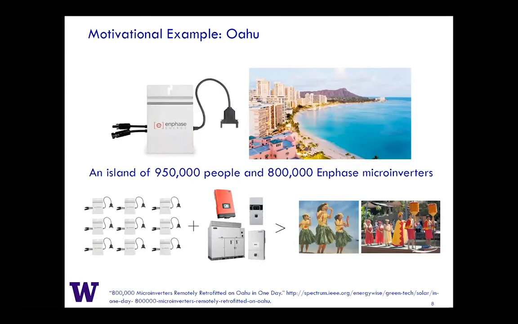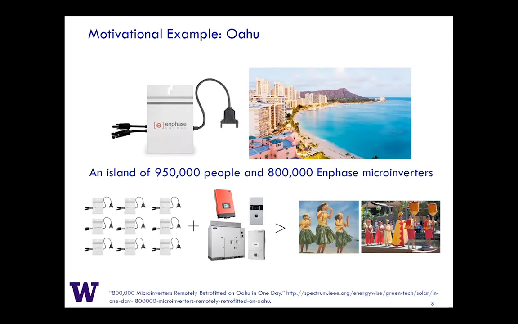So here's just an example. Actually, these numbers are getting a little old now, and they're probably even higher now. In Hawaii, they've really taken to using PV microinverters. In Oahu, there's roughly 950,000 people. And when I grabbed these numbers from the Spectrum article, there were 800,000 N-phase microinverters. So there are almost as many N-phase microinverters as human beings there.